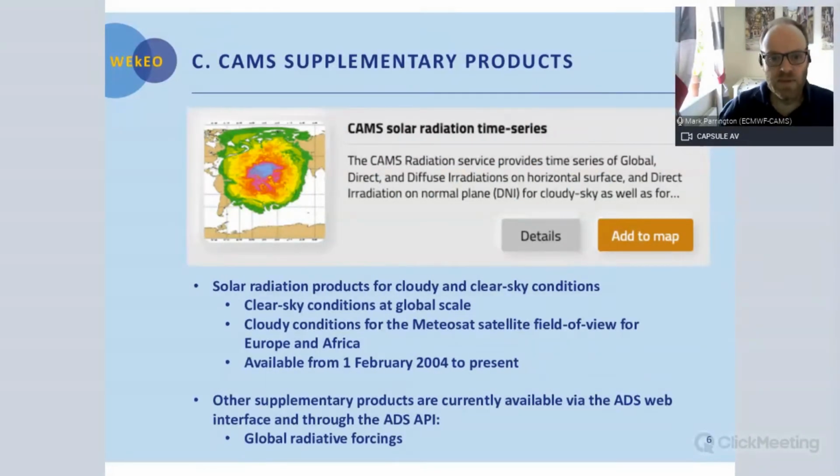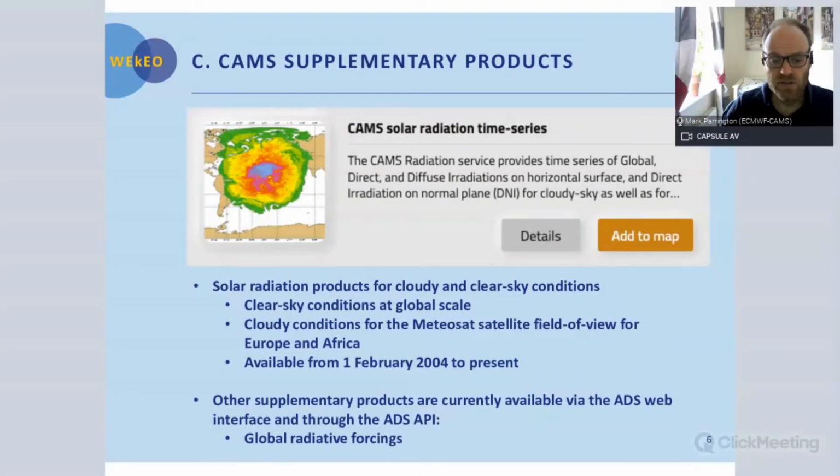If we move on to the supplementary products, one of the main ones of these is solar radiation time series. So the products are available for cloudy and clear sky conditions. For clear sky conditions, it does at the global scale, but at cloudy conditions, it is only available for the field of view of the Meteosat satellite, which is a geostationary satellite covering Europe and Africa. And all the data are available from the 1st of February 2004 to the present.